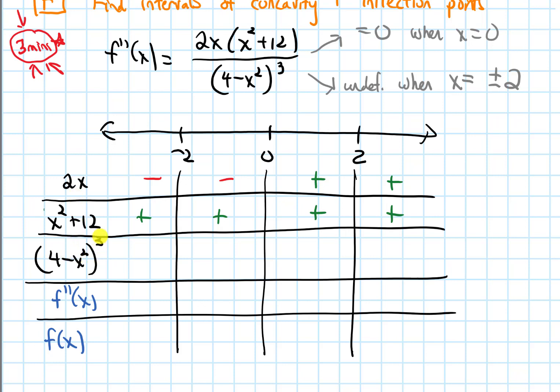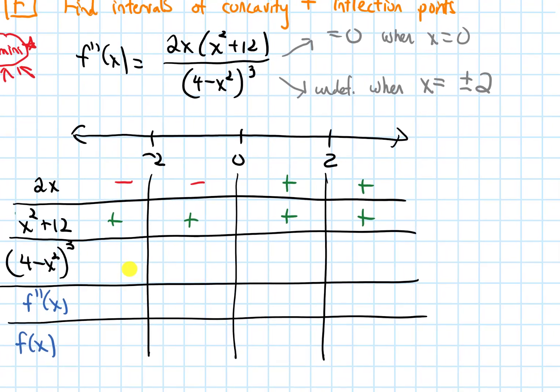Okay, with 4 minus x squared cubed, because of the cube, this can sometimes be positive and sometimes be negative. So I need to know when is 4 minus x squared positive and when is it negative. And this is where referring to the graph can help me. Y equals 4 minus x squared. With these quadratics especially, it can be helpful to graph them.